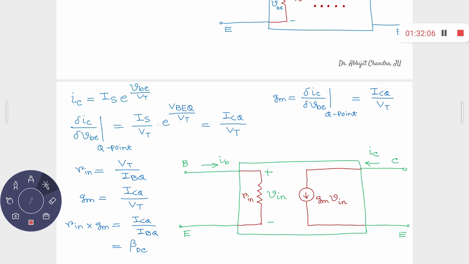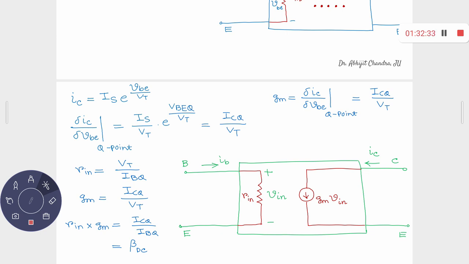Right? So that current source which is there inside this black box is nothing but gm times v. What is that current? Collector current is IC. So if I have some fluctuation over there, and that fluctuation multiplied with transconductance gm is nothing but your collector current, that is IC. So IC is equal to gm times v.